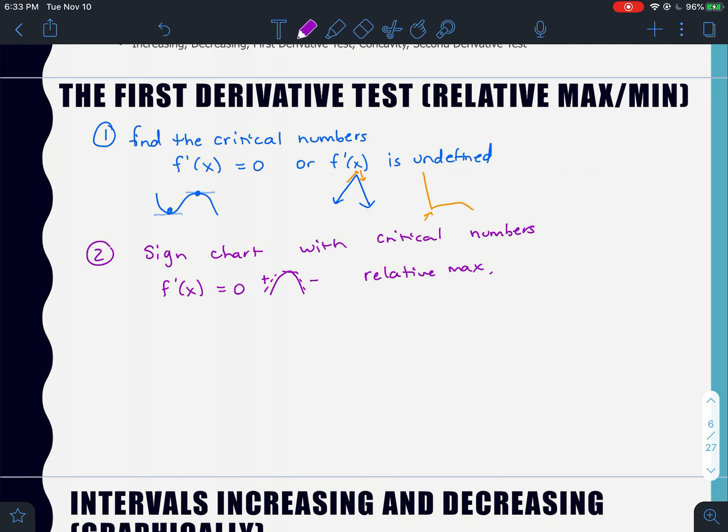So when the derivative is equal to 0 and before it was positive and after it was negative, that represents a relative maximum. And then if the derivative is 0 or undefined, and the derivative was negative before, but then after the 0 it was positive, then that represents a relative or local minimum. And that's how you use the first derivative test to find relative mins and maxes on a function.